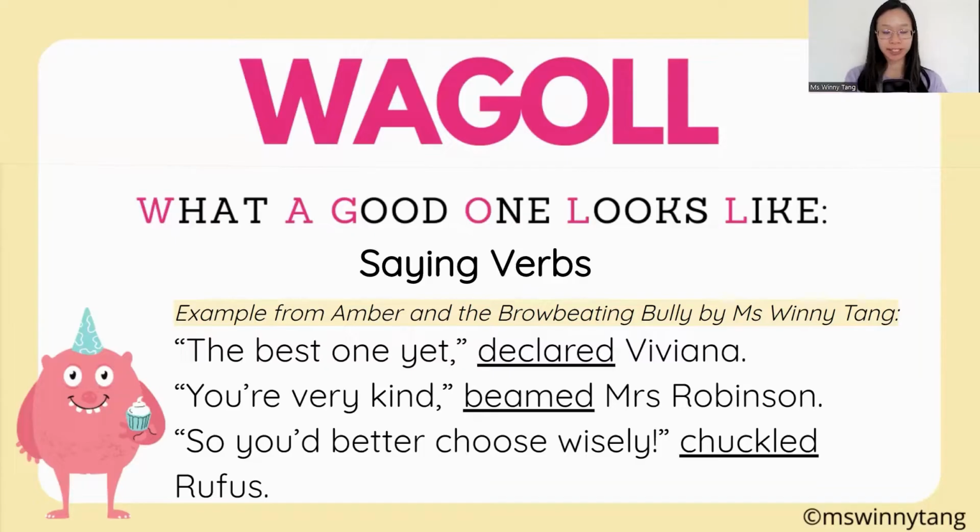And it's always a good idea to describe how they are saying it instead of writing said Viviana, said Mrs. Robinson, said Rufus, because we can do that, but we want to describe and help our readers visualize how they are saying it and keep them engaged.